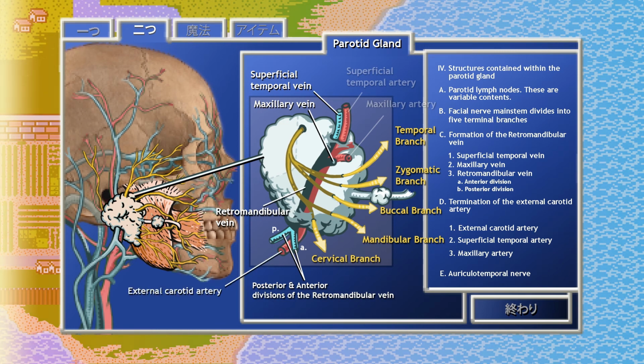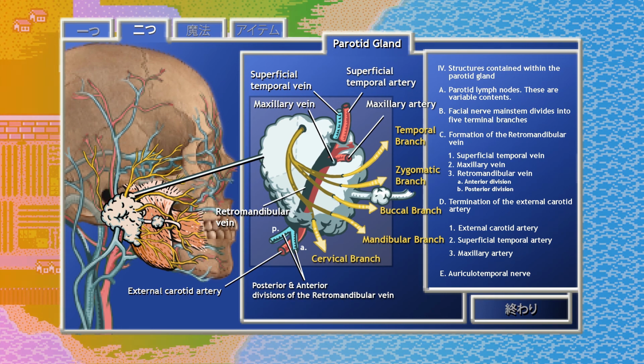The external carotid artery ascends along the side of the neck and up into the face and enters the substance of the parotid gland, and within the gland will divide into its terminal branches, which are the maxillary artery running forward and deeply into the infratemporal fossa, and the superficial temporal artery, which ascends along the side of the head. So we find the termination of the external carotid and the formation of the superficial temporal and maxillary arteries all being contained within the parotid gland.